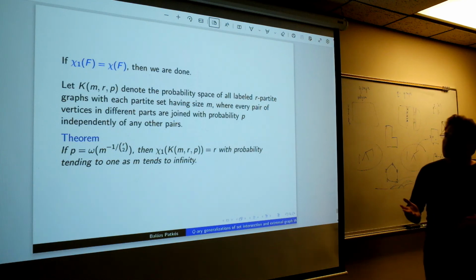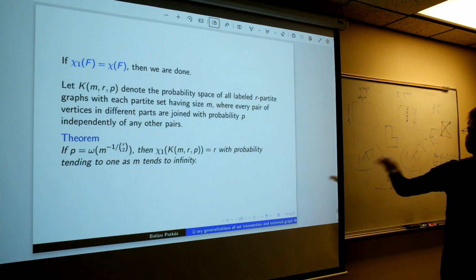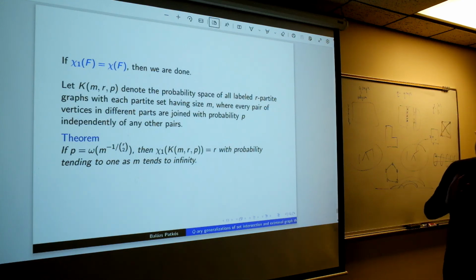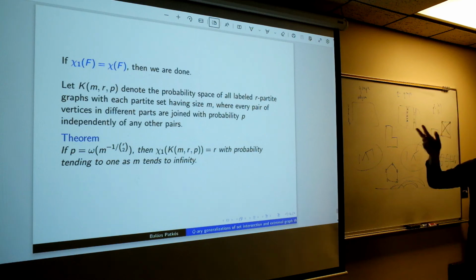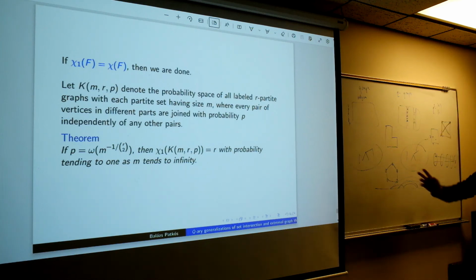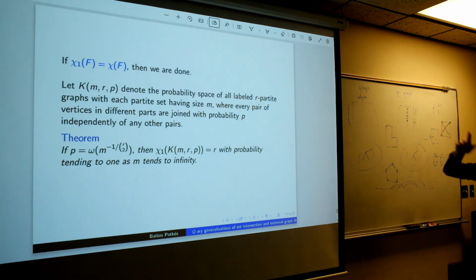So I don't know how many of you are familiar with random graphs, but this is what it says, that in some sense, maybe not the most natural sense, almost all graphs have this property that the two chromatic numbers are the same. So what do I do here? Let's agree that we want to consider graphs with chromatic number R. That means there are R independent sets, R color classes.